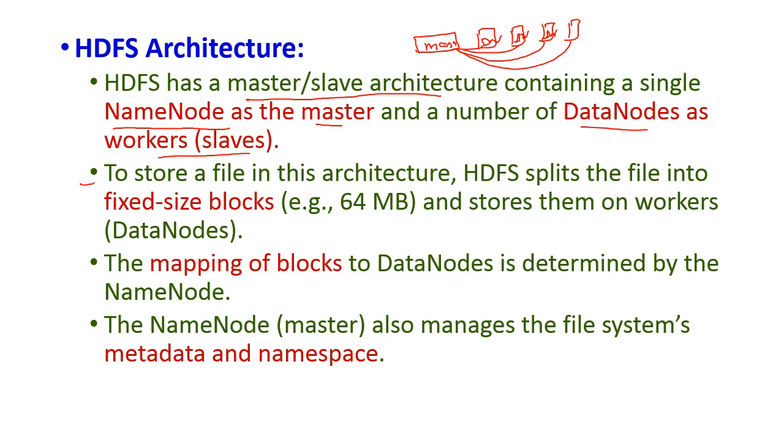To store a file in this architecture, HDFS splits the file into fixed size blocks, for example 64 MB per block, and stores them on data nodes, that is worker nodes or slave nodes. The mapping of blocks to data nodes is determined by the name node only, because it is the master and it decides which block will be stored in which data node. The name node also manages the file system's metadata as well as the namespaces.